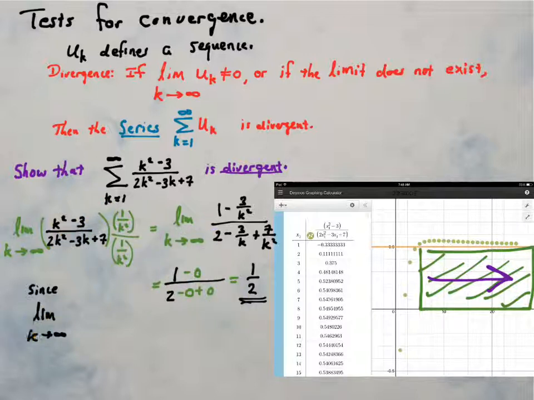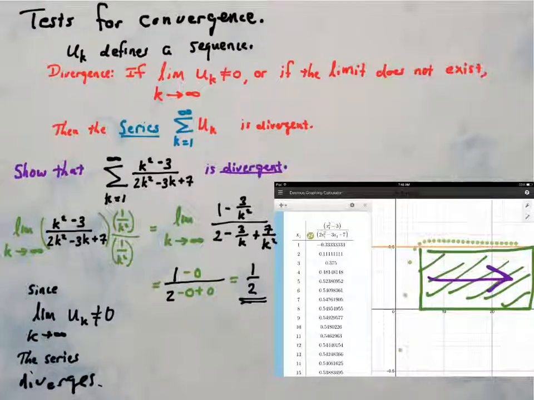And since the limit as k approaches infinity of u sub k is not equal to 0, we can say without question the series, well, this says converges, what I meant to say was diverges. So we'll just erase that and write it correctly. Sorry about that. Alright, moving on.